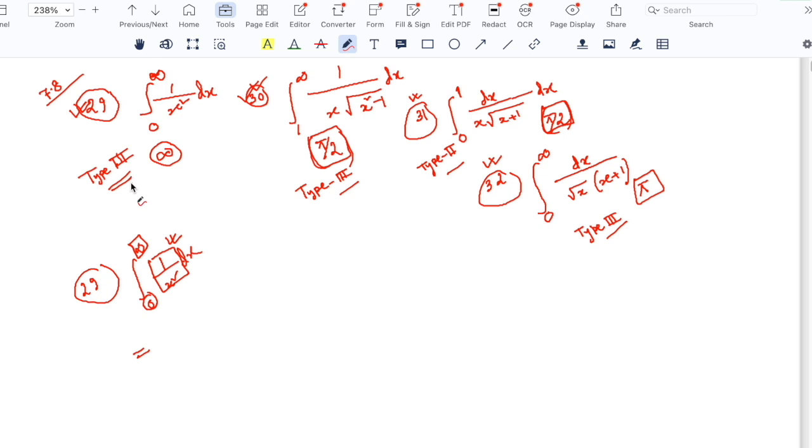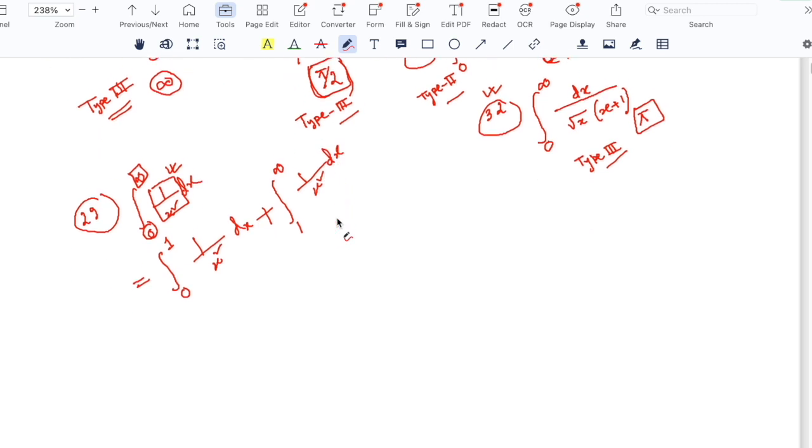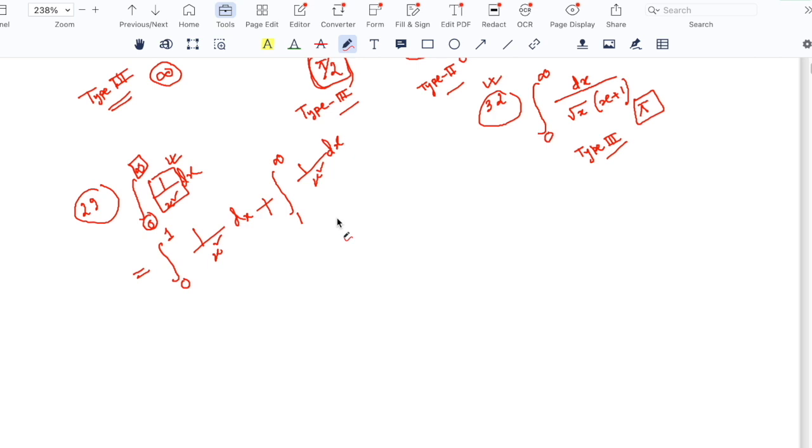Now the question is, how can we evaluate these types of integral? To solve these types of integral, you need to divide this integral into 2 parts. For example, let's say 0 to 1 of 1 by x square dx. You can consider any positive value for the upper limit. For convenience, we consider 1 here, and then 1 to infinity of 1 by x square dx.